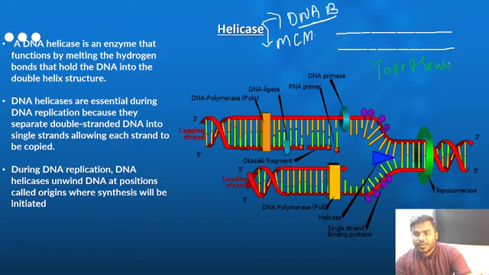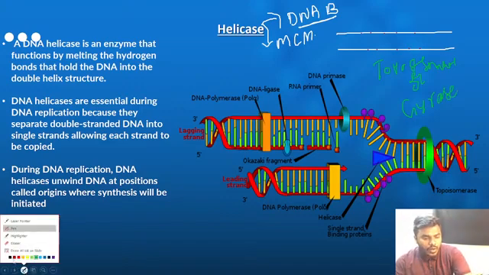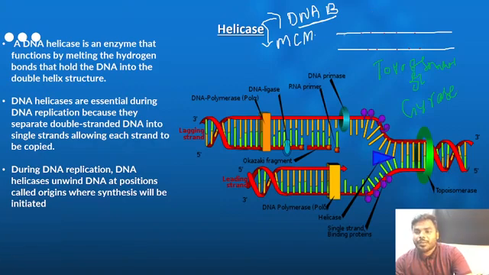Topoisomerase enzyme is required. In prokaryotes, we widely call it gyrase. I will explain it in depth. You just listen, this is the overview. Now, finally, what is happening?